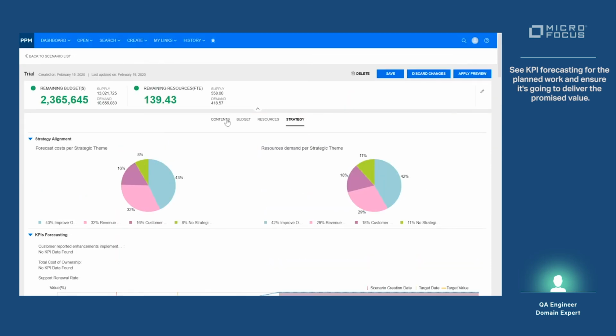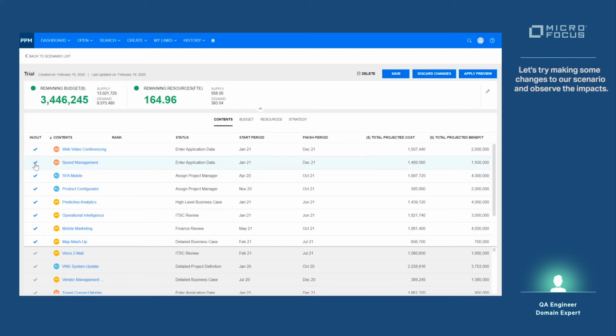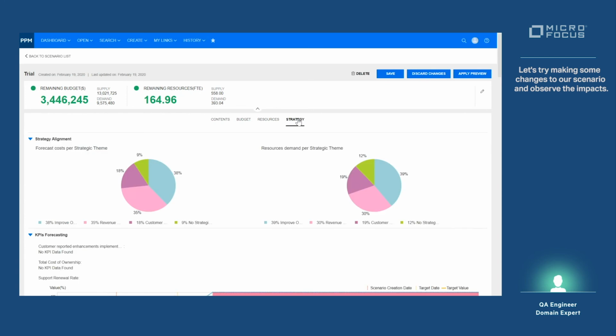Now, if I go and change anything about the portfolio, again, maybe move a date, change a date, change the start or the end of the duration, or quite simply just take something out of the portfolio, in this case, the voice to mail project that we looked at. If I go back to the strategy tab, you'll see immediately that it's no longer part of the improved operating cost. In fact, only 38% of monies are being invested against that particular strategic theme, rather than 43 a moment ago.